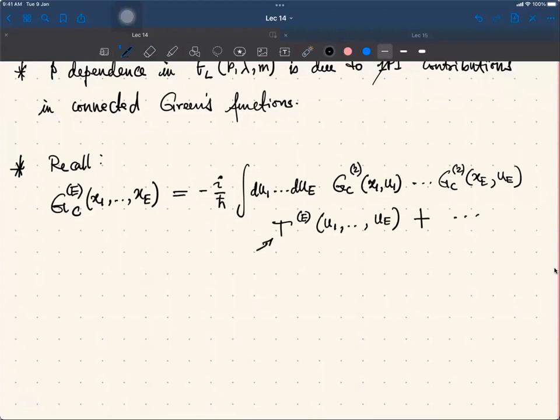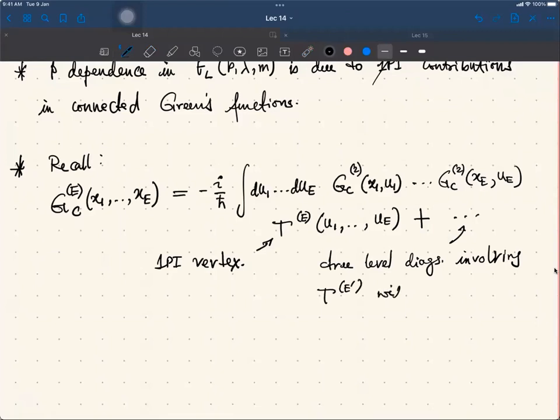So this is a 1PI vertex, and these contributions are written as tree-level diagrams involving Gamma^E' with E' less than E.